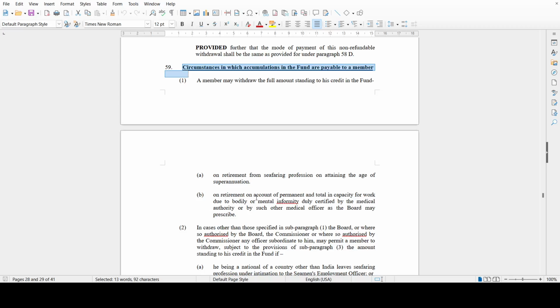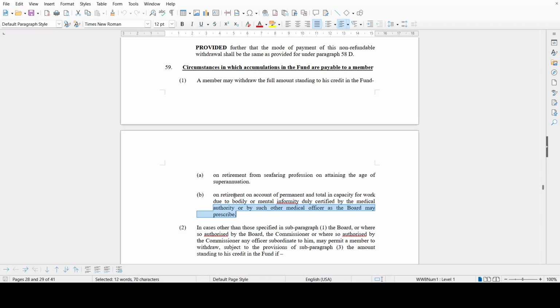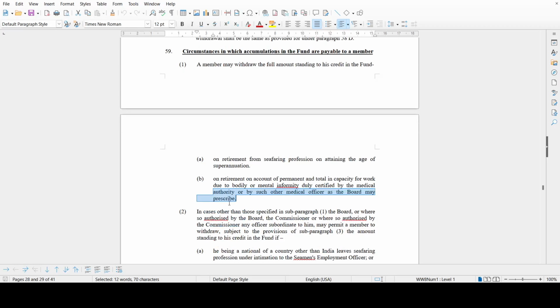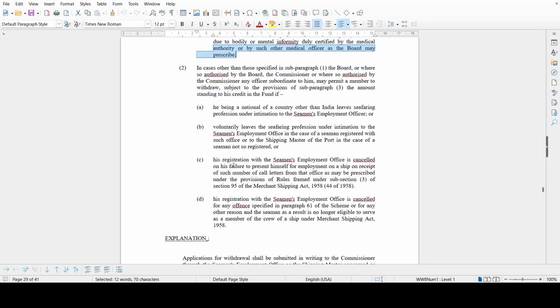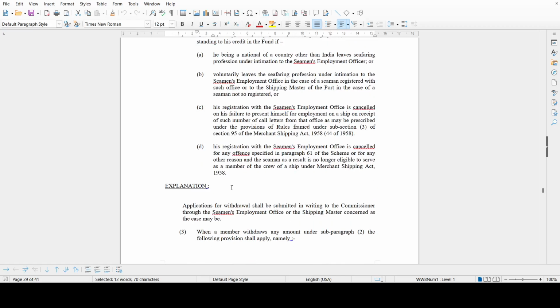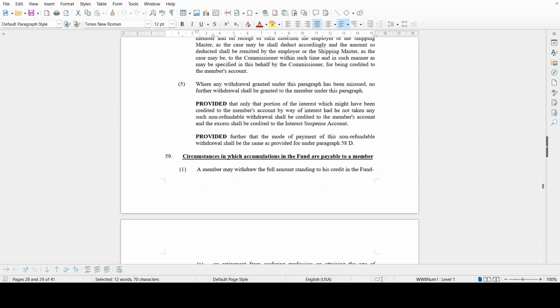Second, on retirement on account of permanent and total incapacity for work due to bodily or mental infirmity, duly certified by the medical authority or by such other medical officer as the board may prescribe. So again, this is the second condition under which you can apply. There are other conditions also under which you can apply, and these are the rules. What are the rules under which that form will be accepted?